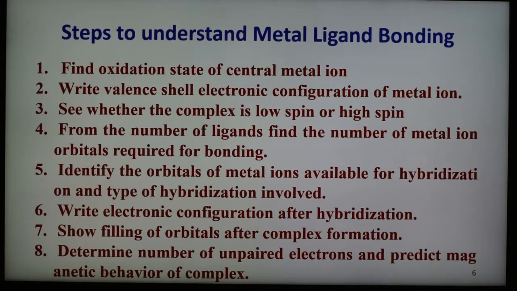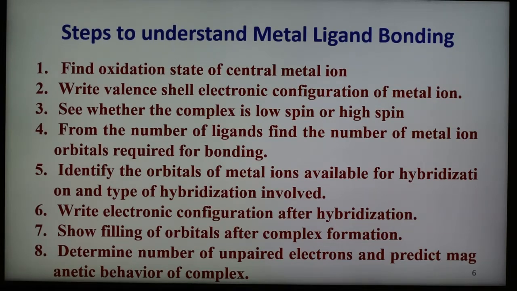So how many unpaired electrons are there? If the complex has one or more unpaired electrons, in that case the magnetic behavior of that substance is paramagnetic. When all the electrons are paired in the complex, then that complex is diamagnetic. So magnetic behavior can be decided on the basis of how many unpaired electrons are present, or whether there are no unpaired electrons.